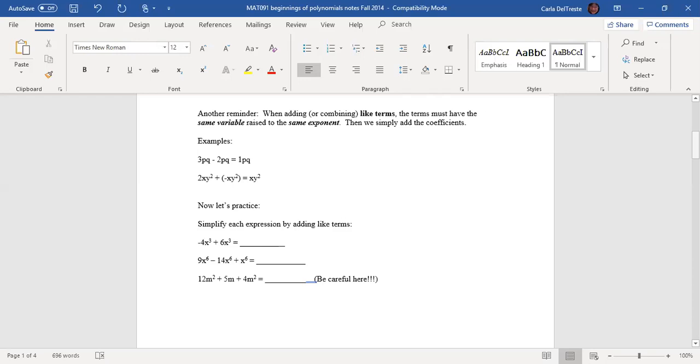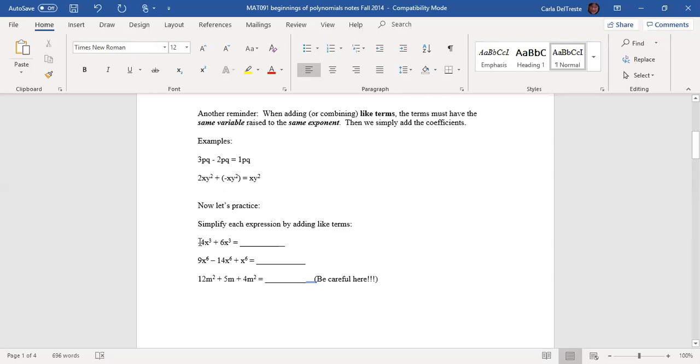So for example, 3pq minus 2pq, those are like terms because they both have pq. So I can just do 3 minus 2 and I would have 1 pq. If I have 2xy squared plus negative xy squared, I still have xy squared. My variables look exactly the same. And so I add 2 and negative 1, and that's how I get a 1 xy squared, or just an xy squared.